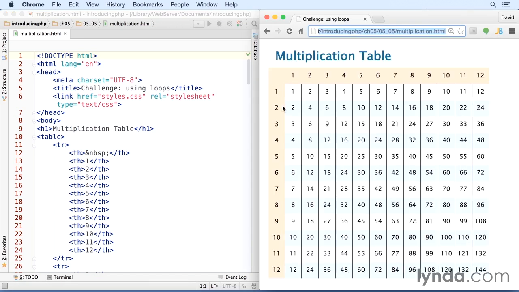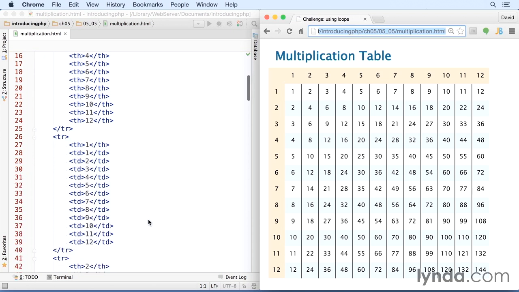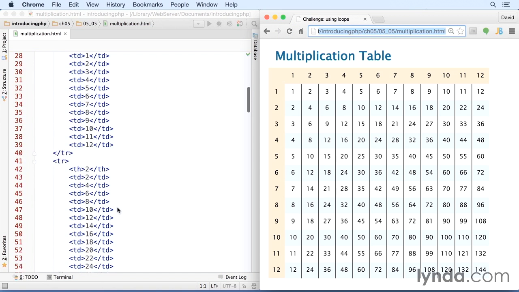It displays this multiplication table from 1 to 12. And if we look at the HTML, the first table row consists entirely of table headers. But if we scroll down, in the next row, the first cell is a table header, but the remaining cells are all ordinary table cells. And that same pattern is repeated throughout. So there are 13 rows and 13 columns in all, a total of 169 cells. And in this version, all the table cells are hard-coded into the HTML.